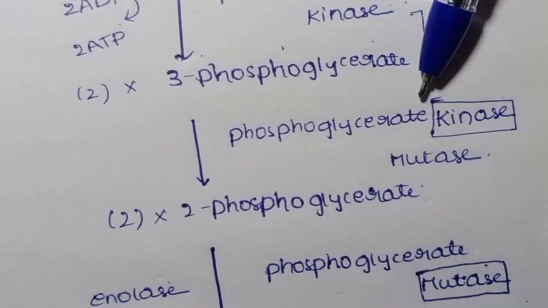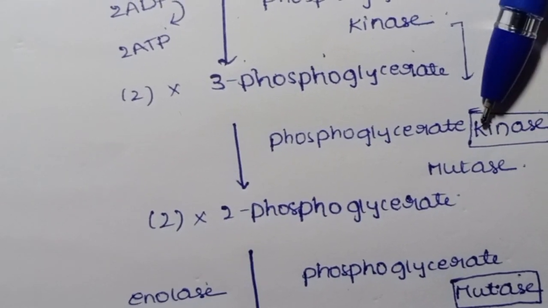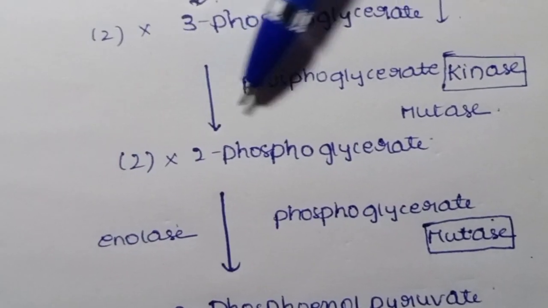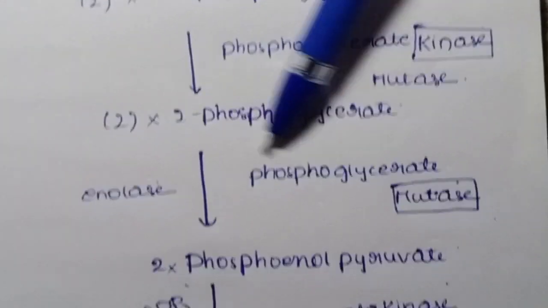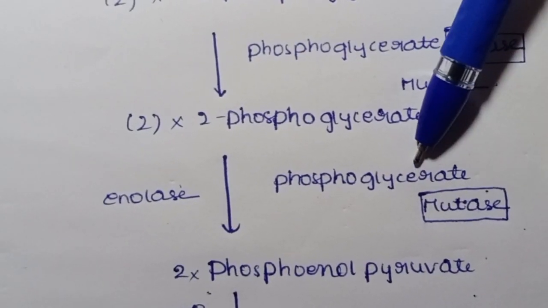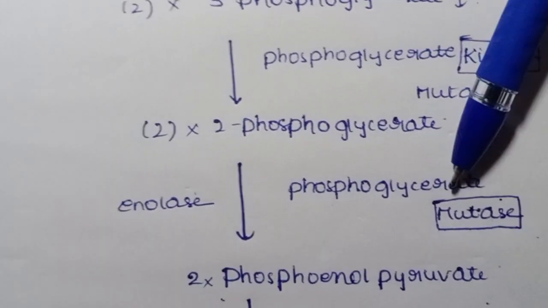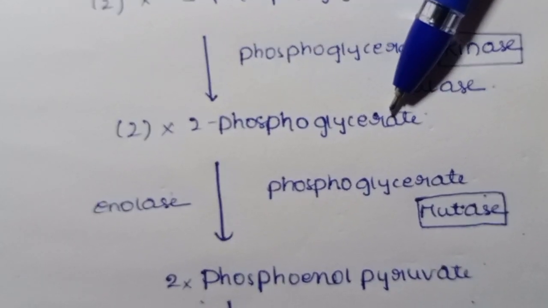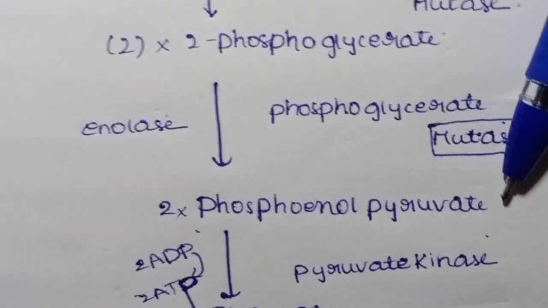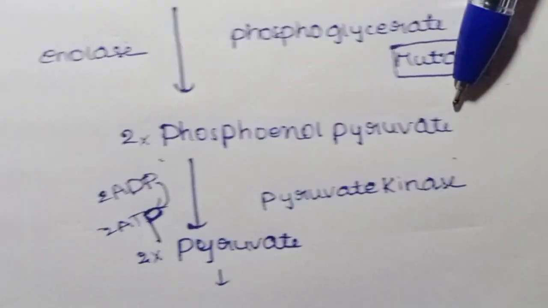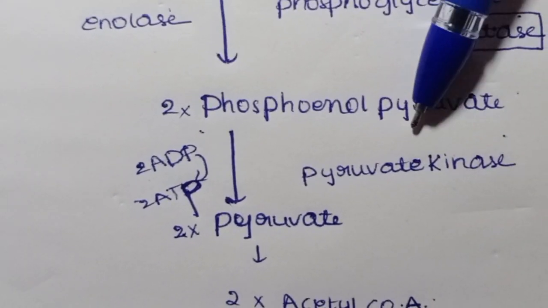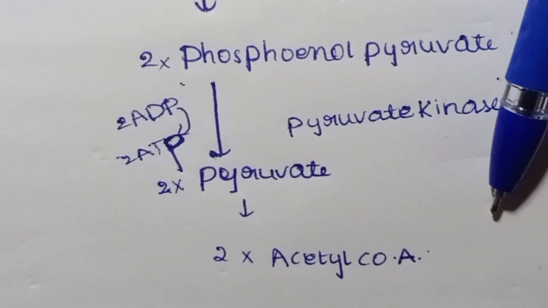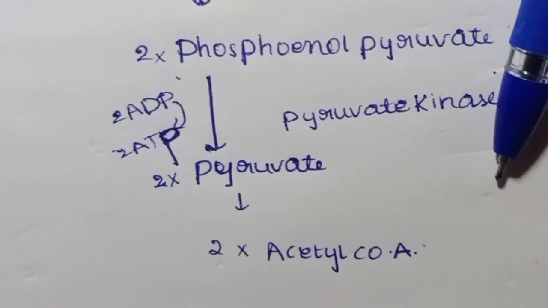3-phosphoglycerate is converted by using phosphoglycerate mutase. So this is not the kinase, see, phosphoglycerate mutase, and next 2-phosphoglycerate by using enolase. Sorry for that. This is the enzyme for this step, and this is the enzyme for the conversion of 2-phosphoglycerate to phosphoenolpyruvate. And phosphoenolpyruvate gets converted to pyruvate by using pyruvate kinase, and the 2 pyruvates get converted into 2 molecules of acetyl-CoA.